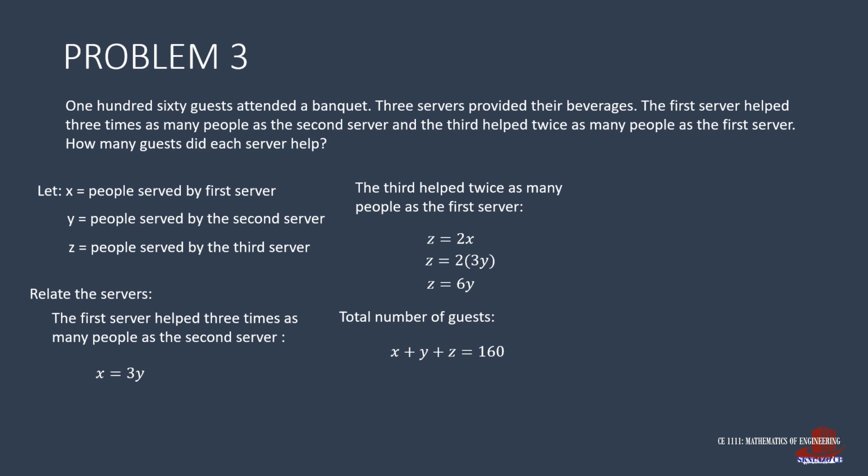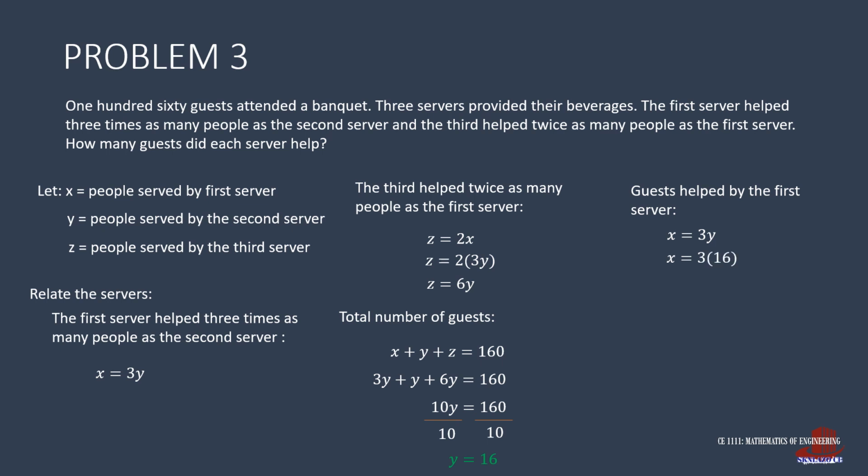To keep the variables to a minimum, we get 3Y plus Y plus 6Y as 160. Add all to get 10Y as 160. So Y is solved by dividing both sides by 10 and get Y as 16. With one server already figured out, we can get the number of guests served by the first server from X as 3Y. X is then thrice of 16, which gives X as 48.